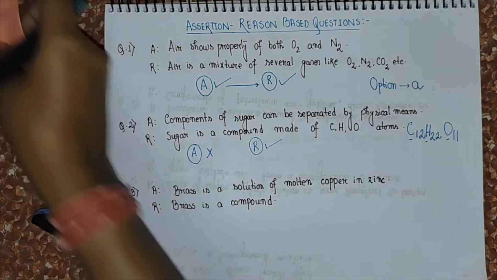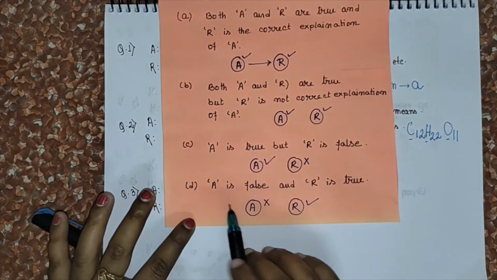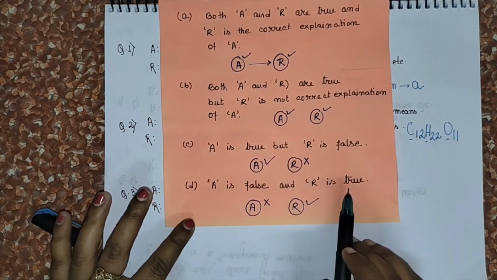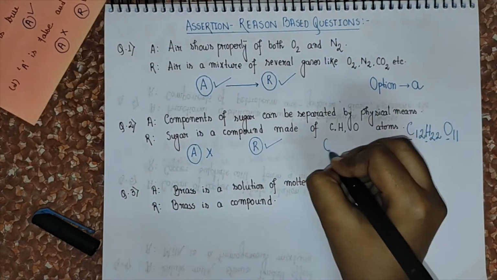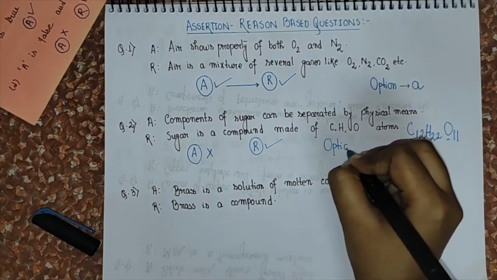So which option will we choose? The assertion is false and the reason is true. So we will choose option D.